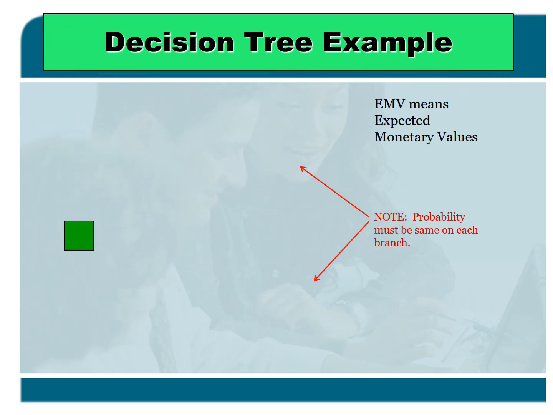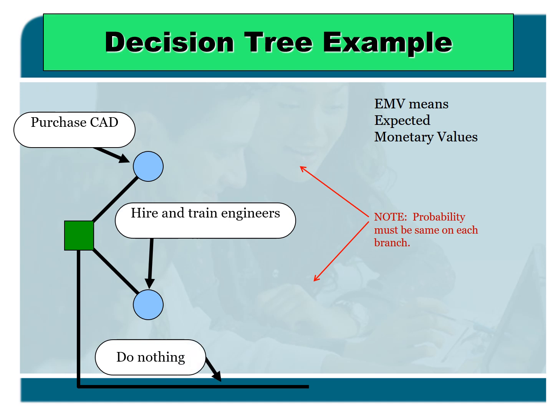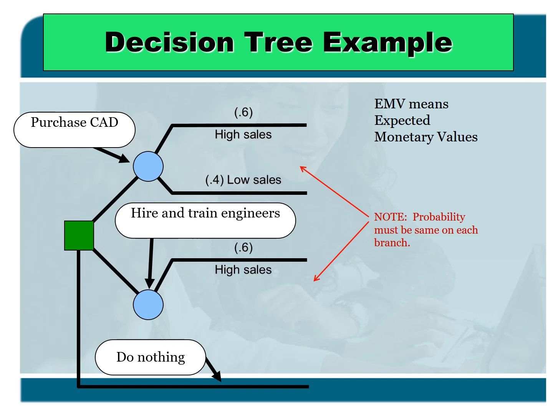So here's an example. We want to purchase CAD, or do we want to hire and train more engineers? Or do we want to do nothing, just leave things as they are? So we have to make two states, the probability of high sales and the probability of low sales. Now for both branches, the probabilities have to be the same, so 0.6 for high in both branches and 0.4 for low in both branches.